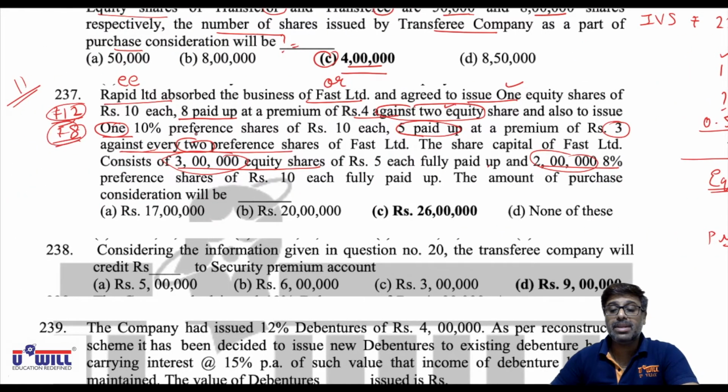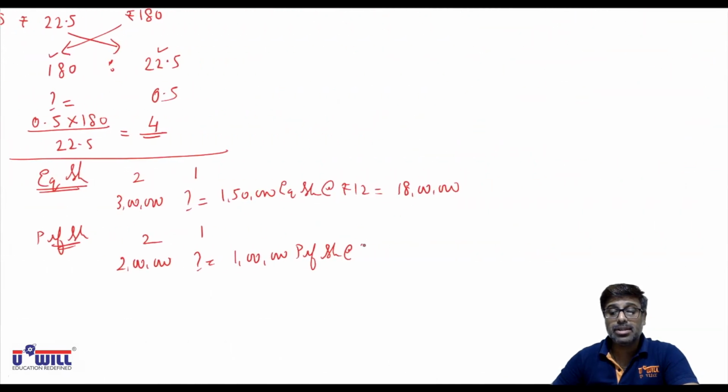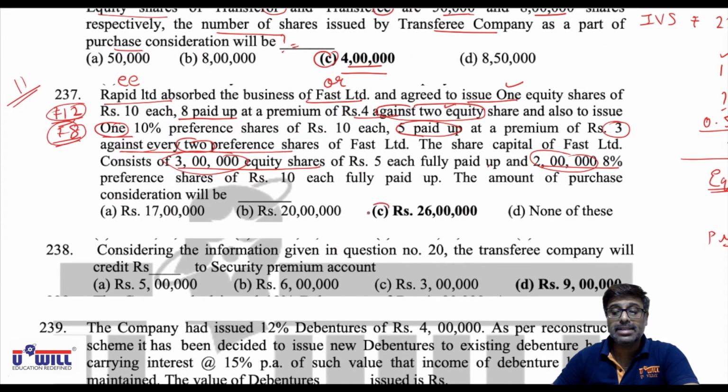Okay, 5 plus 3 of premium, 8 rupees. So 1 lakh into 8, 8 lakhs. 18 lakhs plus 8 lakhs. What is the purchase consideration? 26 lakhs. So all of you can see this here.